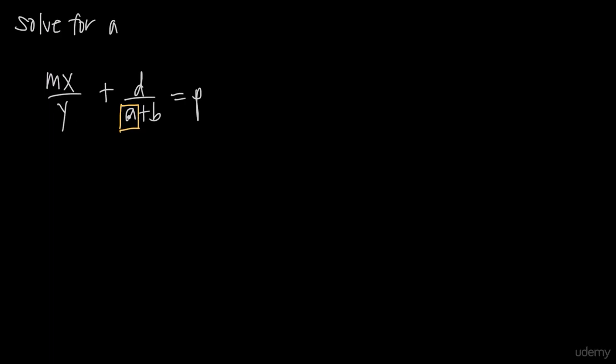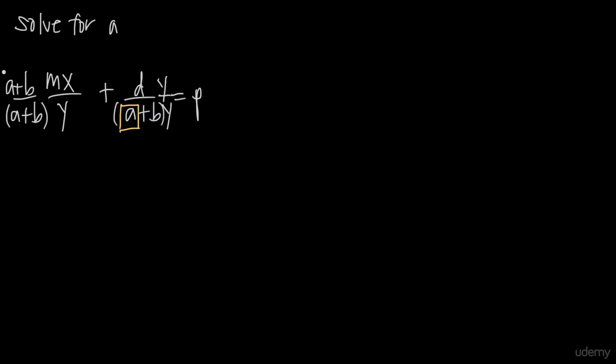The first thing we need to do in order to get a by itself is find a common denominator between the fractions on the left-hand side. So what we want to do is multiply this fraction here by y over y, and multiply this fraction here by a plus b over a plus b. When we do that, we'll have a common denominator of quantity a plus b times y.